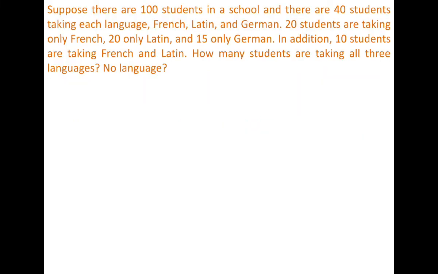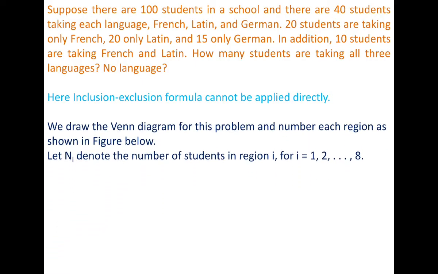If you look at this question, and if you try to solve it using the inclusion exclusion principle, you may observe that many of the details are missing. It cannot be addressed easily using the inclusion exclusion principle. Then how do we solve it? So to solve it, I should introduce the concept of Venn diagram.